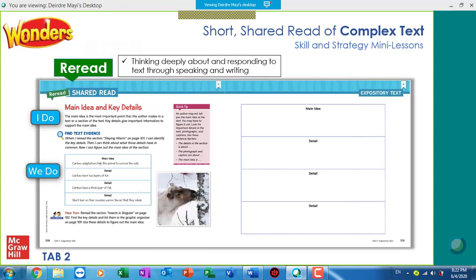Why is this we do? Because you, with the students, are going to go back into the text together and really dig into the main ideas and discuss why the details that are listed are indeed good details to have listed. What next happens is the students go to you do. Now, in most gradual release processes, the you do is an independent you. Note, this is a collaborative you. Why is it a collaborative you?